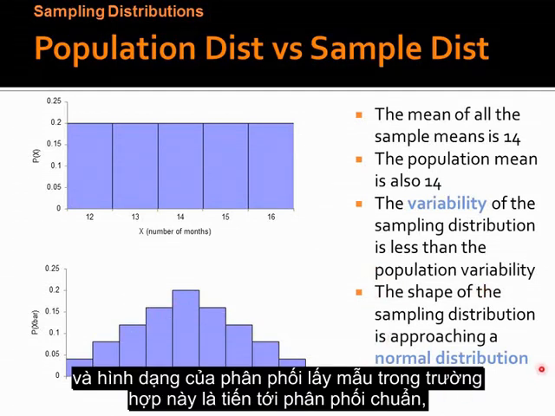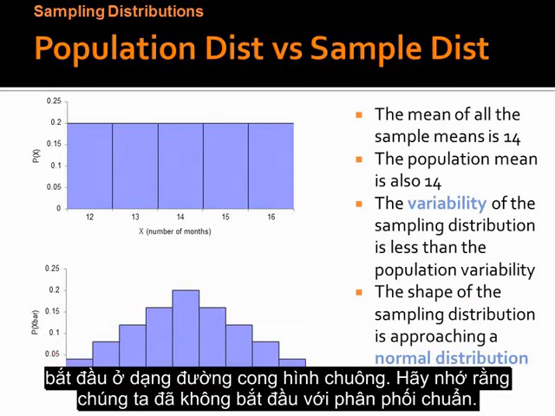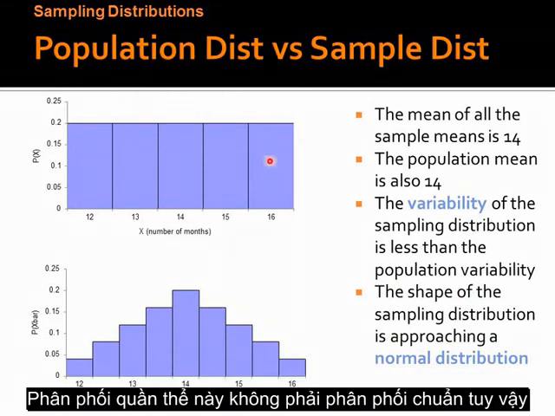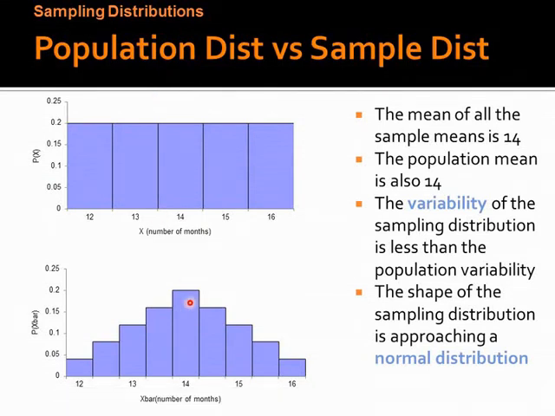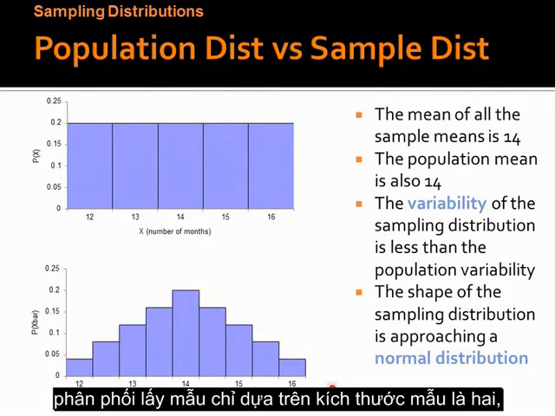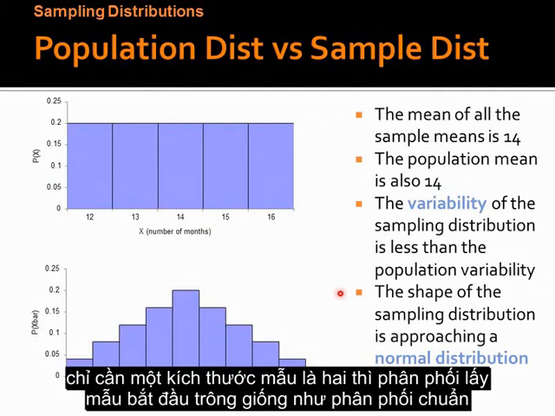And the shape of the sampling distribution in this case is approaching a normal distribution. It's starting to form a bell curve. Remember, we didn't start with a normal distribution. This population distribution is not normally distributed, and yet, even though the sampling distribution was only based on a sample size of 2, the sampling distribution starts to look like a normal distribution.